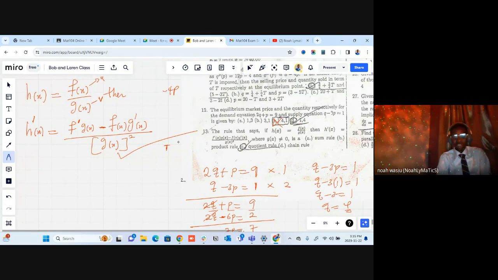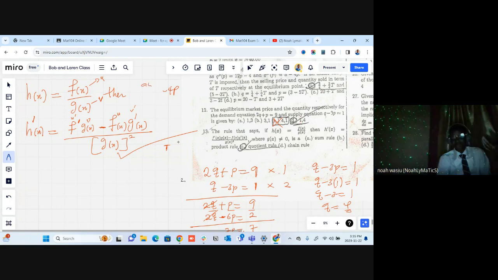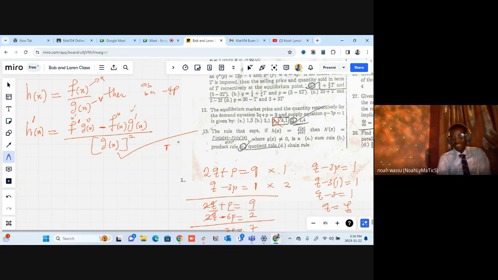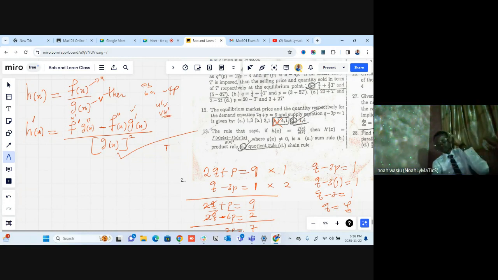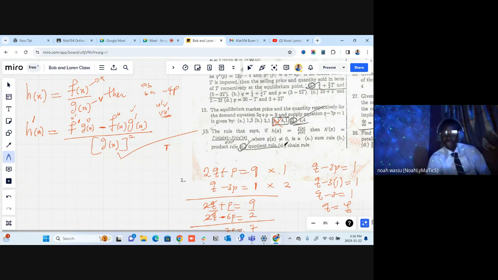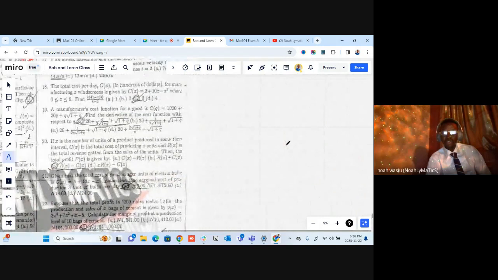I noticed that what they have done here is v u prime minus u v prime. U prime v is still the same as v u prime. A times b is ab, b times a is still ab, so they are the same. If you write u prime v or v u prime, it's still the same thing. So that's quotient rule. That's sorted out, so let's quickly go straight to the next part.